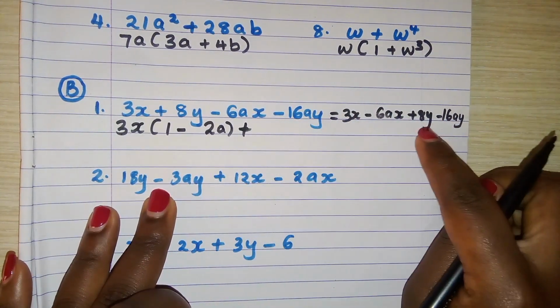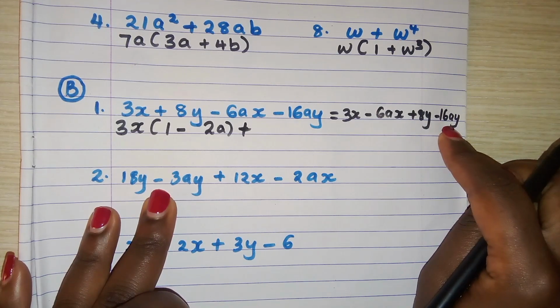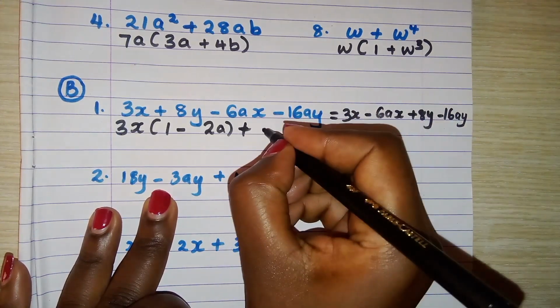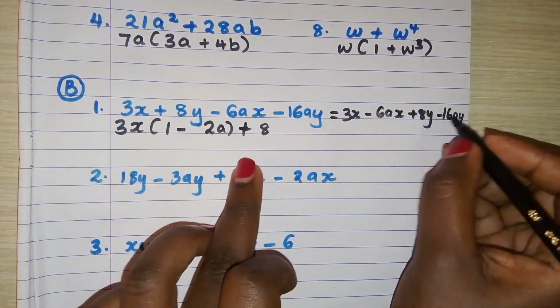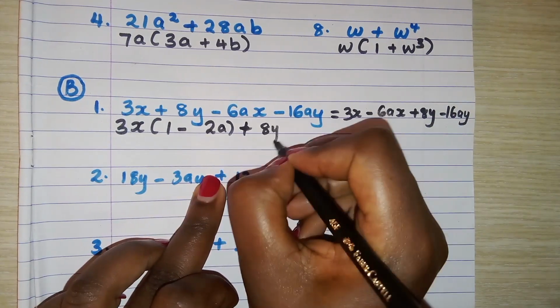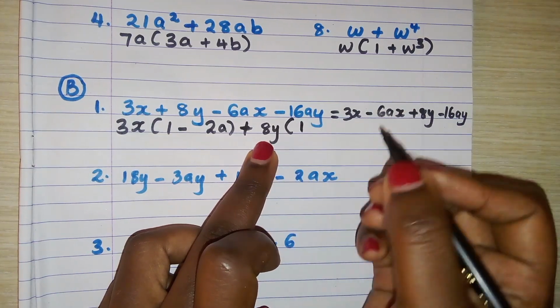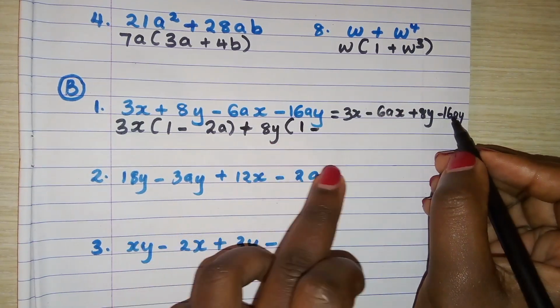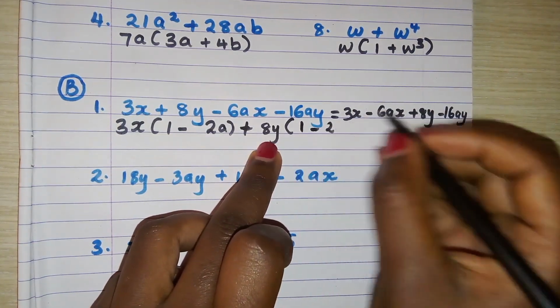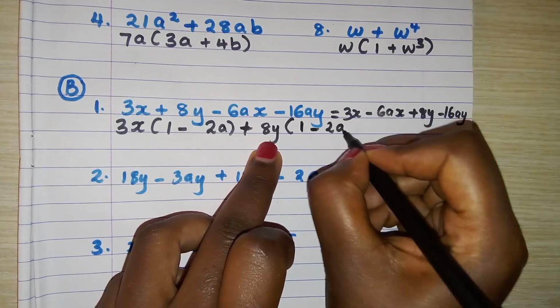Now we factorize these two, 8y and 16ay. So 8 is our common factor for 8 and 16, and then y is also common. 8y divided by 8y would be 1, minus 16 divided by 8 is 2, and then a is left.